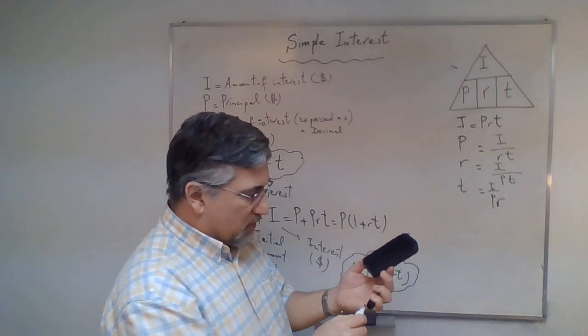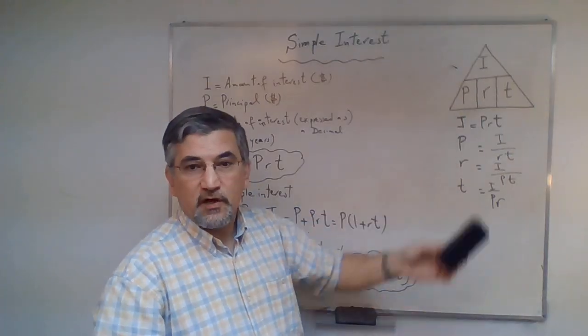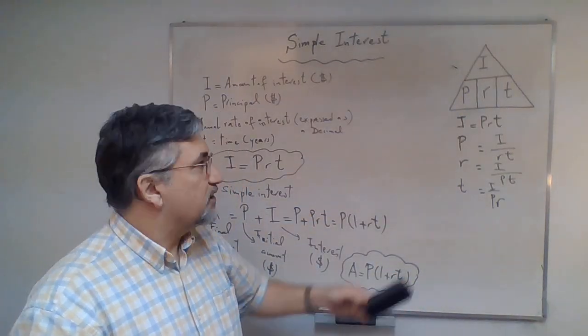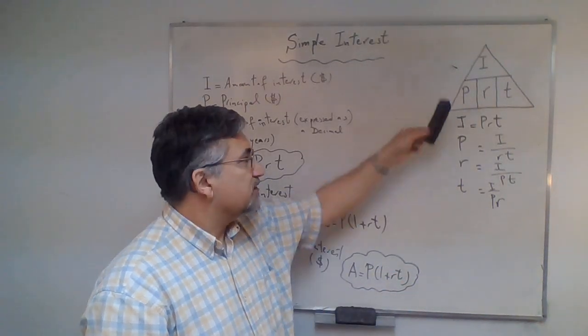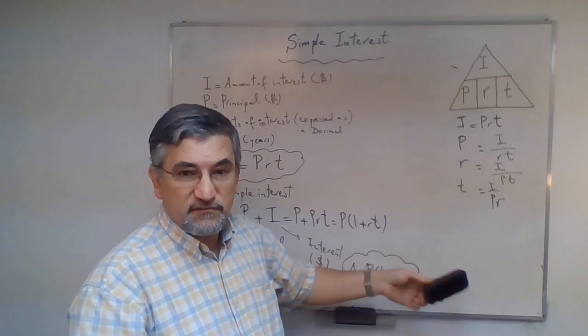Okay, so this way you learned four formulas, but in fact you didn't learn four formulas. You just learned the magic triangle, and whatever unknown you want to find, you can derive it from there.